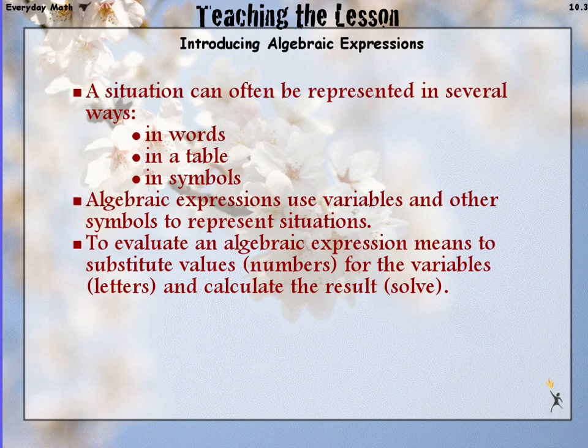Algebraic expressions, we use them often for a situation that can represent several things. Like we can use it for words, tables, and symbols. Algebraic expressions use variables and other symbols to represent situations. To evaluate an algebraic expression means to substitute values or numbers for variables, letters, and calculate and solve. So 4 plus n. I would insert a value, a number for n, and say, hey, n is equal to 3, so 4 plus 3 is 7, and that would be the solving of it.